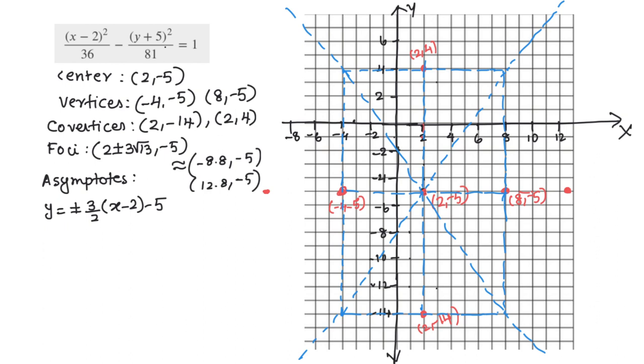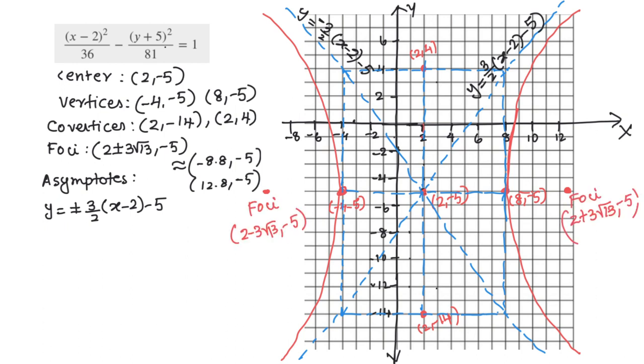So draw a curve from the vertex. So draw a curve like that. And don't forget to write the equation of the asymptote next to the asymptote. This one is with the positive slope, this one is with the negative slope. These two pieces are the hyperbola. Now label the foci. Make sure you include all the information in the graph. The center, vertices, co-vertices, foci and the asymptotes.